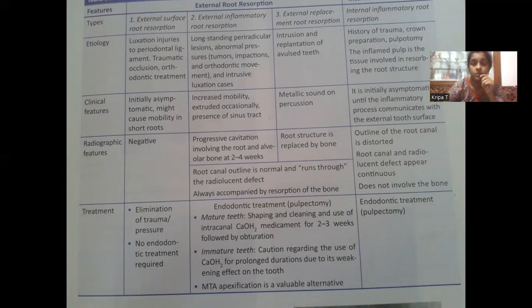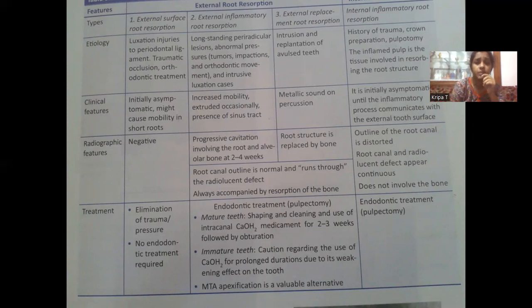If it is an inflammatory resorption, it's a long-standing periradicular lesion which has caused it, or some amount of high impact. There is more mobility, sometimes a sinus tract. Radiographically, you see a lot of changes in the root and alveolar bone. The root canal outline is normal here, and it is running through the radiolucency. That's how it will be accompanied with the bony resorption.